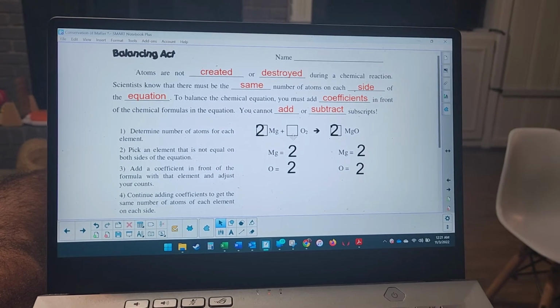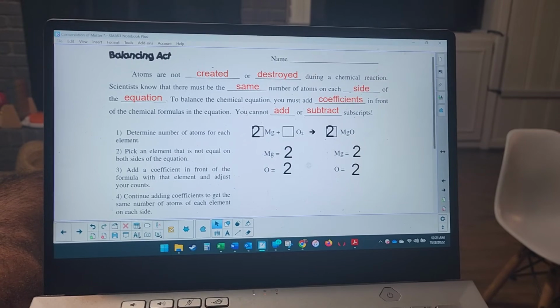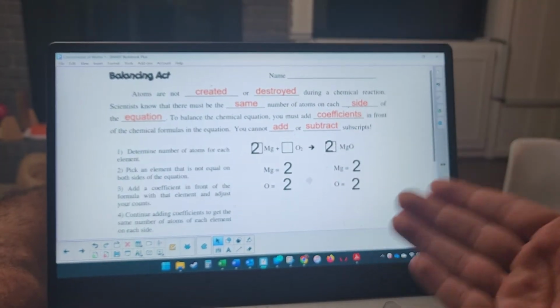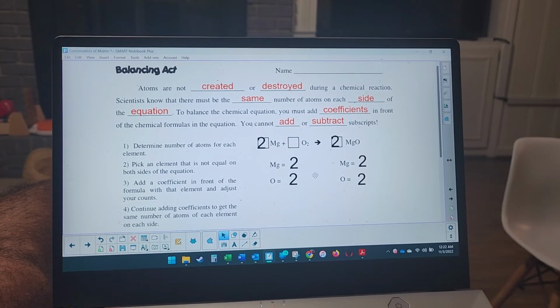A 2 here, a 1 here. That's just, it's not written, but that's a 1. And a 2 here. Now my equation is balanced. Now I have obeyed the laws of conservation of matter. Okay? And that's what you're going to do for all the questions on these sheets.